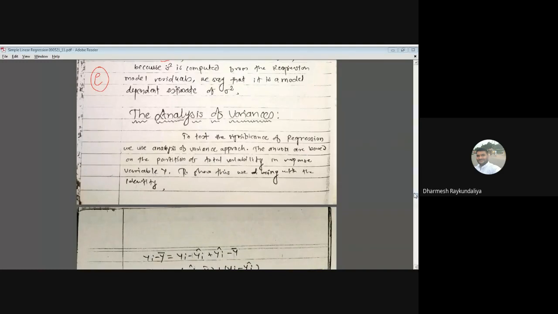So now we will talk about the analysis of variance. Why the analysis of variance? Because first, our objective of regression analysis is to see whether there is any logical relationship between y and x, where y is a dependent and x is an independent variable. Before applying the regression analysis, you check the logical relationship, and then you can establish the statistical relationship, that is, whether y and x have correlation or not.